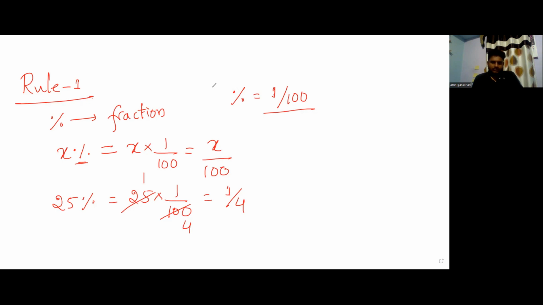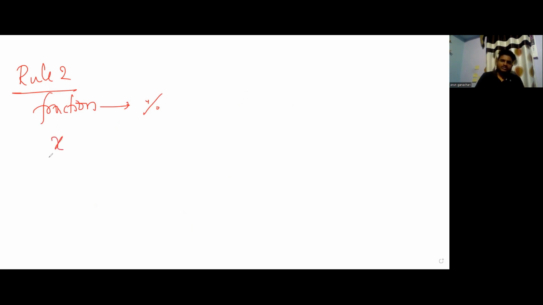So let us go for rule number 2. Rule number 2 is the reverse: we have a fraction and we are supposed to convert it into a percentage. How will we do it? We will multiply it by 100%. Let us say we have x by y. We have to convert it into a percentage, so we'll multiply it by 100%.